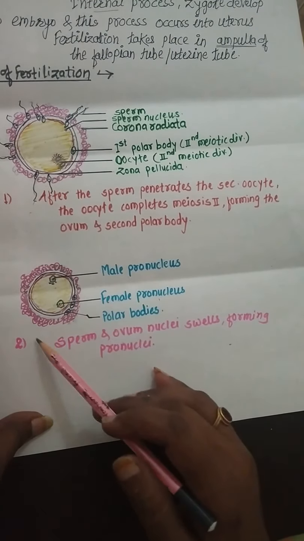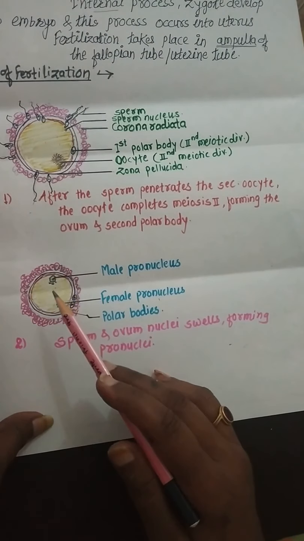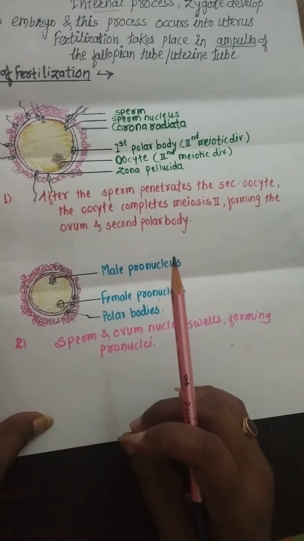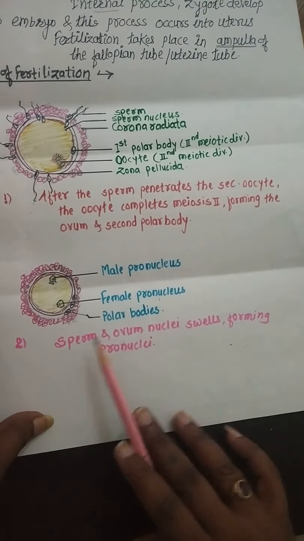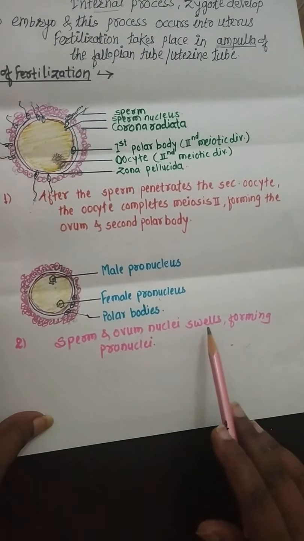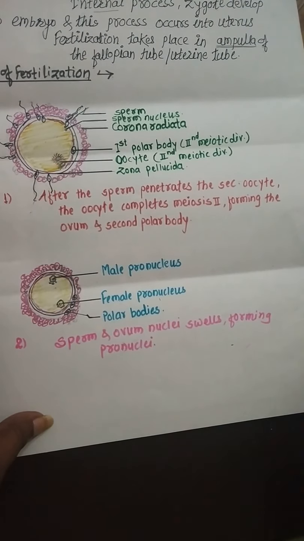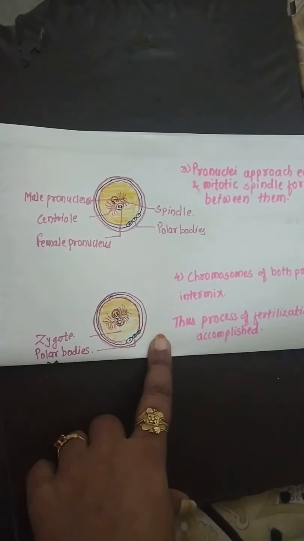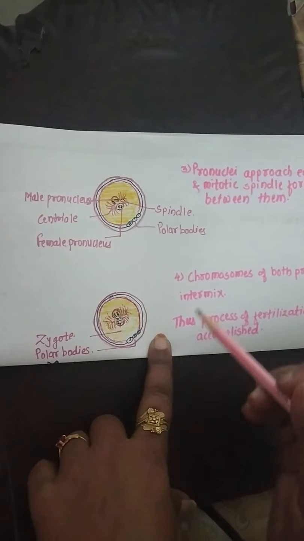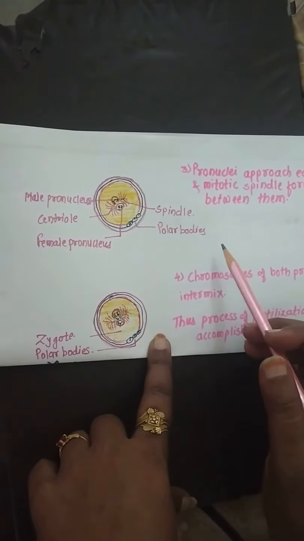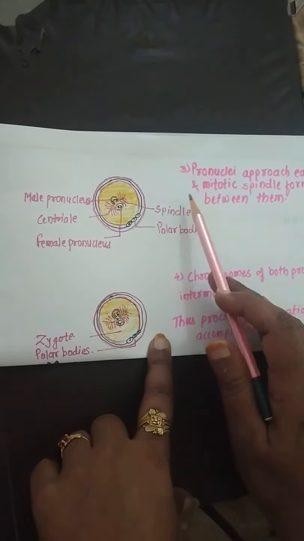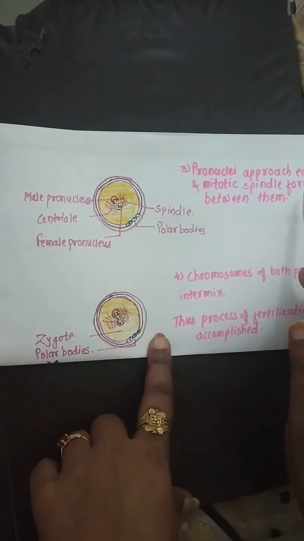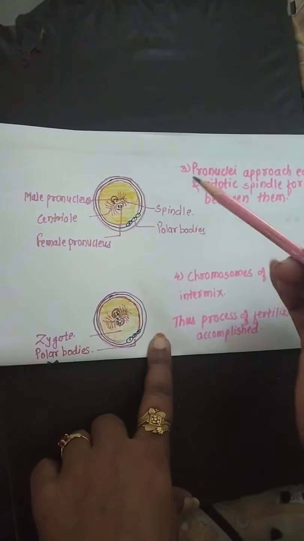These both nuclei swell, म्हणजे जरासं फुगणं किंवा मोठं होणं. That means the sperm and ovum nucleus swell and form pronuclei. Then these formed pronuclei approach each other and form mitotic spindle fibers in between them.